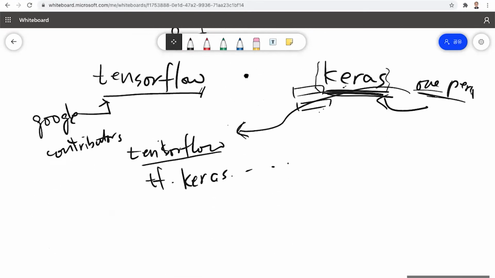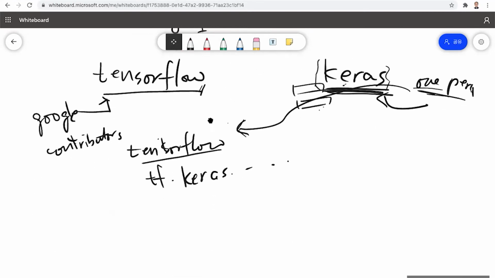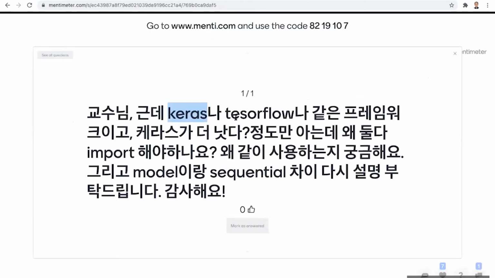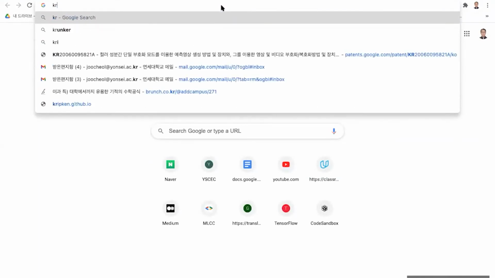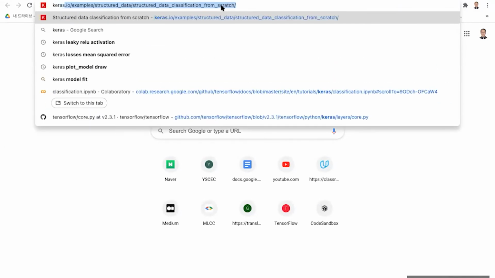So that's the history. Actually, you are not importing Keras, you are importing TensorFlow, and inside TensorFlow there is a Keras. So maybe you can try to find the original. Keras is still being developed, at keras.io.